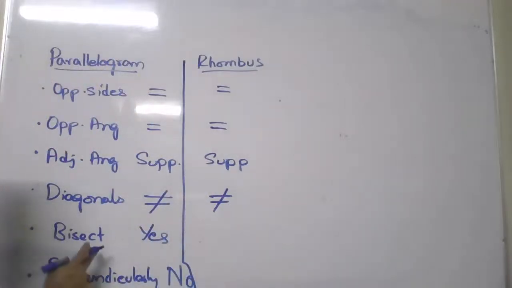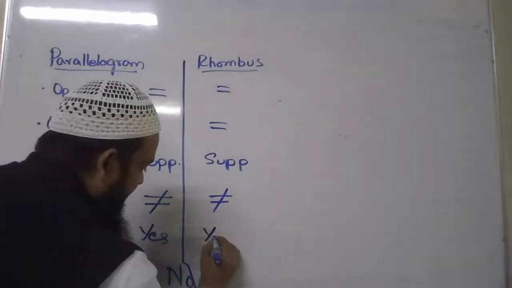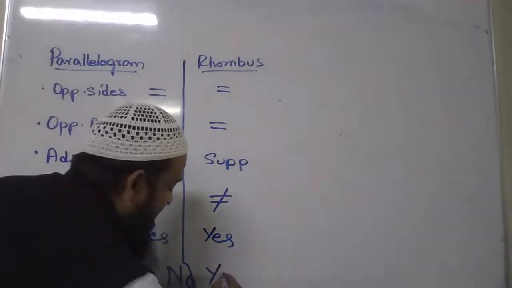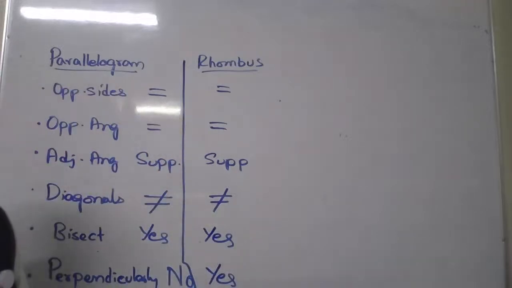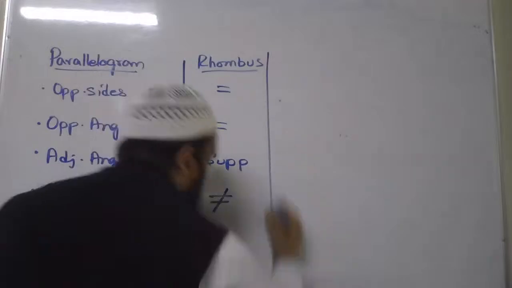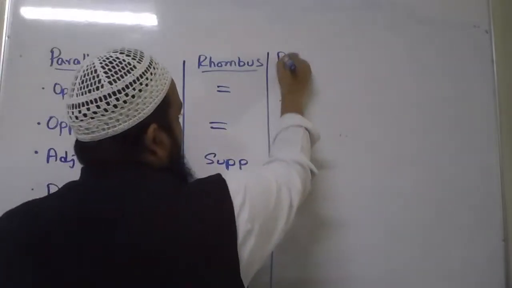And they bisect. Yes, they bisect. And they are perpendicular bisectors. Yes, they are perpendicular bisectors. I'll tell you the difference. It is very easy to understand. And now, the next one is rectangle.